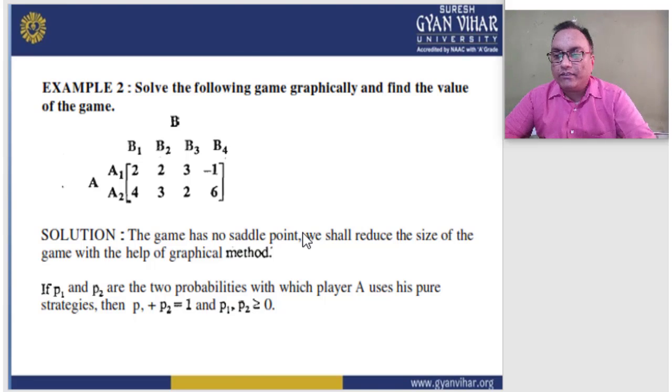For this graphical method, we are taking two probabilities, P1 and P2, with which player A uses his pure strategies. Then P1 plus P2 equal to 1, and P1 comma P2 greater than or equal to 0 for this case, right?